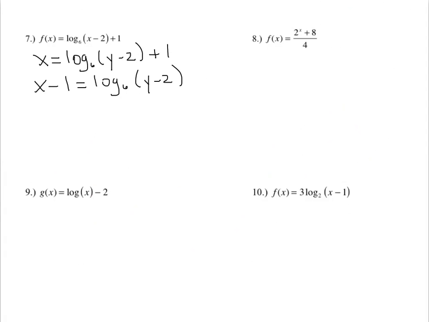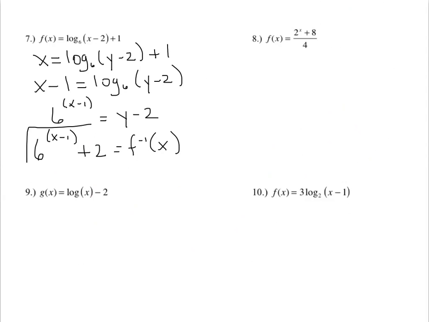Once the log is isolated, I'm going to rewrite it from a logarithm to an exponential. So this would read 6 to the x minus 1 is equal to y minus 2. This again takes the y out of the log so we can solve it. And then our last step would be to add 2. So you have 6 to the x minus 1, plus 2, is equal to your inverse. In this case, our function name is f, so I named it the inverse of f for my final answer.